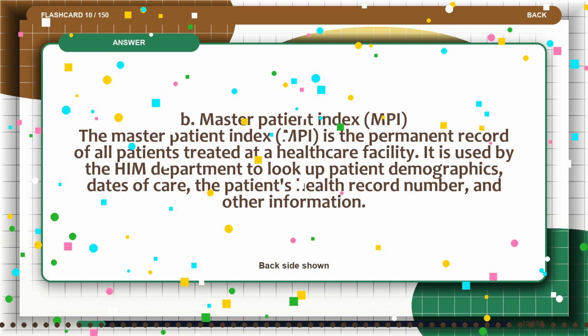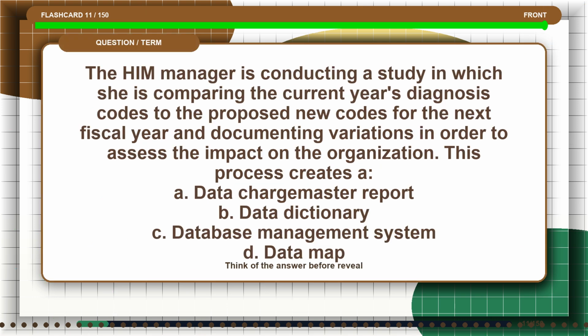The answer is B. Master Patient Index (MPI). The Master Patient Index (MPI) is the permanent record of all patients treated at a healthcare facility. It is used by the HIM department to look up patient demographics, dates of care, the patient's health record number, and other information.